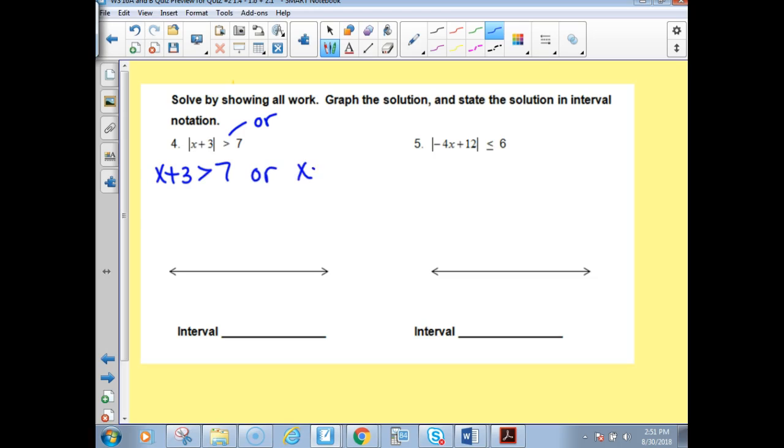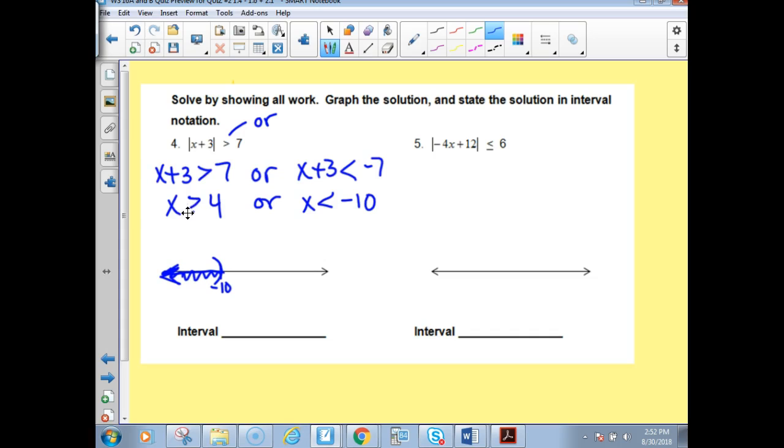So, or x plus 3. When you change the sign of 7 to negative 7, you also flip the symbol. X plus 3 would be less than negative 7. Subtract 3 from both sides gives you x is greater than 4, or for the other one, x is less than negative 10. So, since x is less than negative 10, it's from negative 10 on down, not including the negative 10.